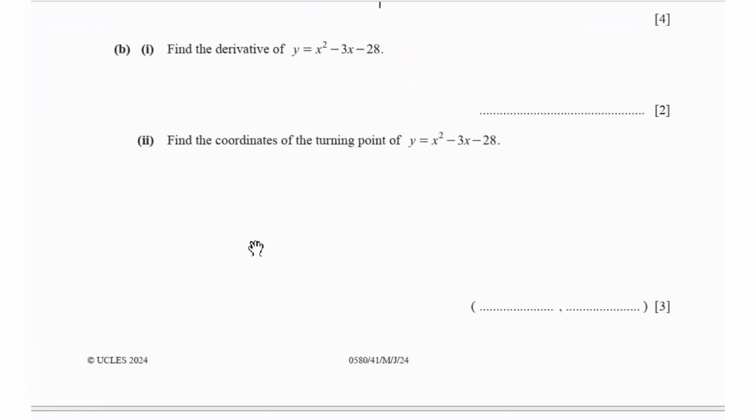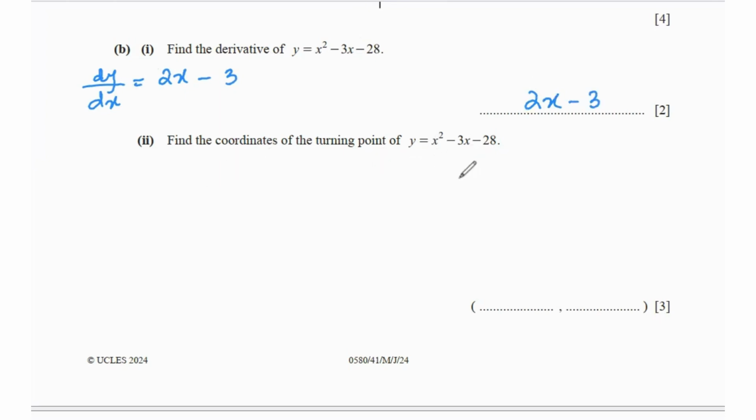Then it says find the derivative of y equals x squared minus 3x minus 28. So when you differentiate this, x squared will become 2x. You bring the power down and then subtract 1 from the power. So when 2 comes down, 2 minus 1 is 1. Negative 3x is going to be negative 3 because 1 minus 1 is 0, and any variable to the power of 0 is 1. And the derivative of a constant is always 0. So 2x minus 3 is your derivative.